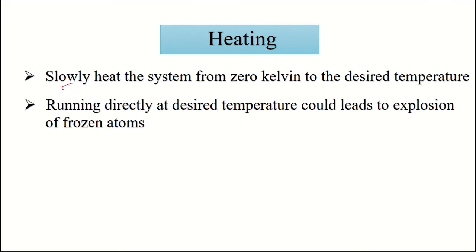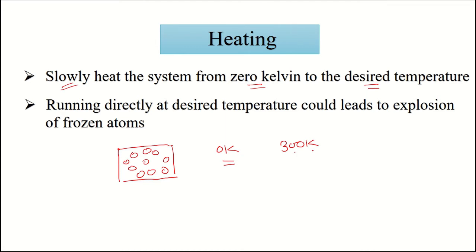So what we do is we slowly heat the system from 0 Kelvin to the desired temperature. Let us say that you want to simulate the system at room temperature. You have performed minimization, so the atoms inside your system have some initial positions. Now we are at 0 Kelvin and we want to check how our system performs at 300 Kelvin. You cannot directly start at 300 Kelvin in the next step, like NVT equilibration. From 0 to 300 Kelvin you cannot directly start.